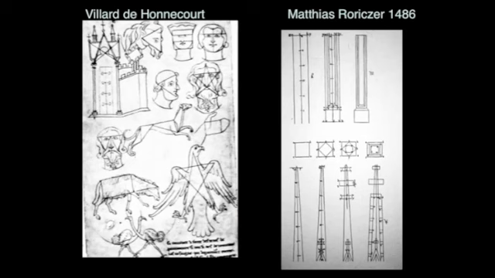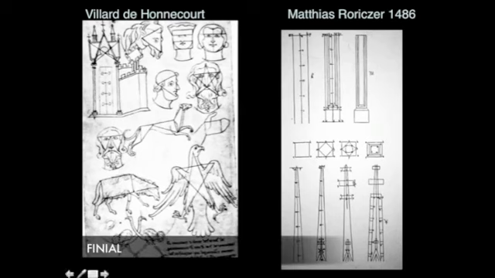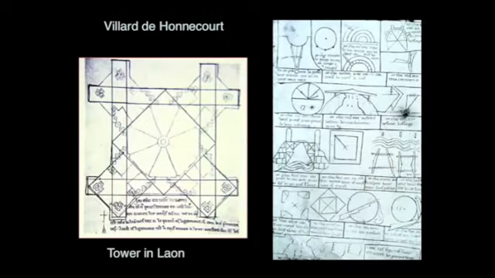This is from a somewhat later lodge book from a German Masonic lodge by Master Mason Matthias Roriczer. His drawings show you the same diagram that we saw in Vuillard, that you start with a square, you place a square within a square, and then you place a square within a square within a square, and then you straighten them all out, and that is how you proportion a finial. This is a drawing for a finial. And a finial is one of those little decorative towers that sits on top of a flying buttress. We'll see them later. So more great-looking drawings by Vuillard.